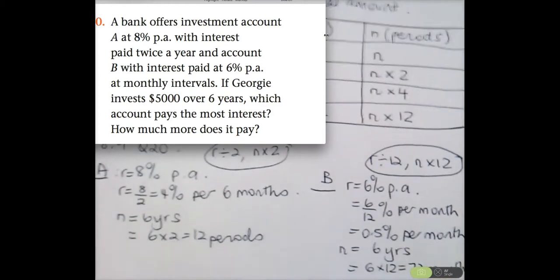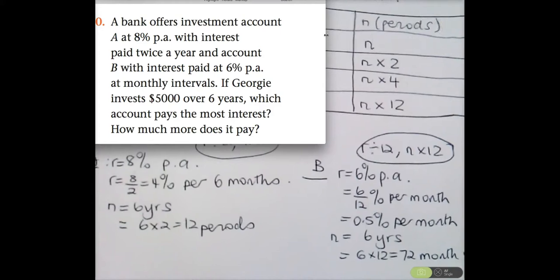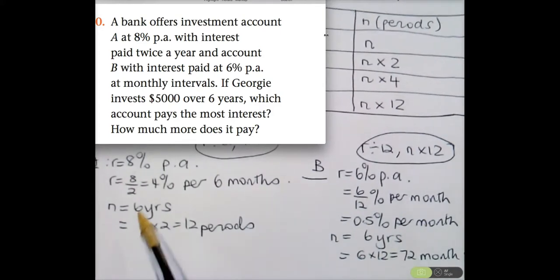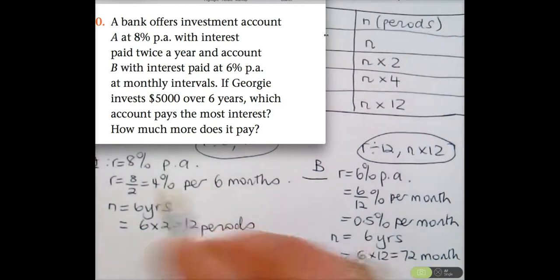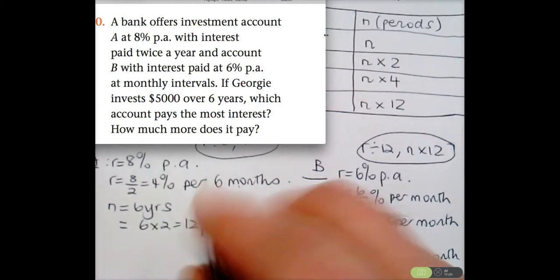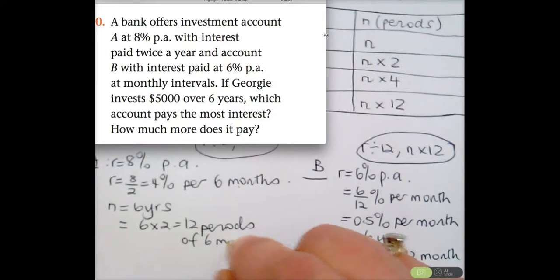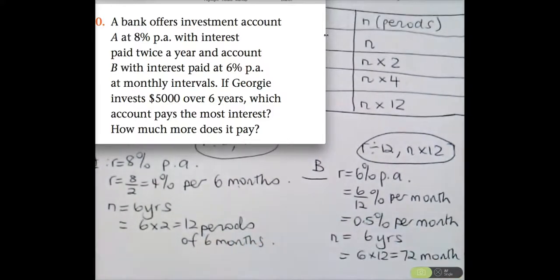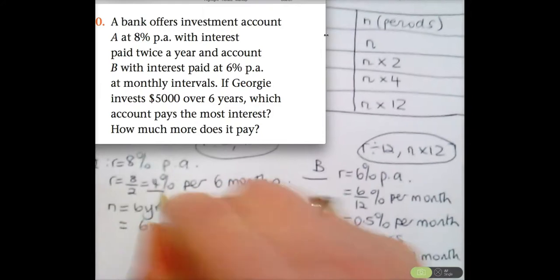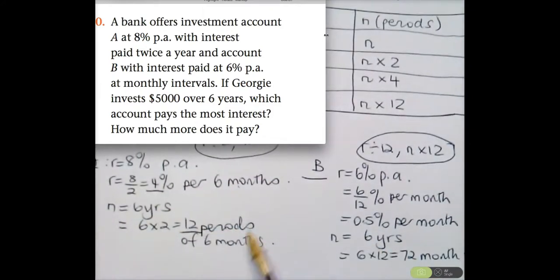So girls, the interest rate needs to be per month and the number of periods needs to be in months. With the first one, the interest rate is per 6 months and the number of periods is 6 monthly periods. Okay, so just be careful, make sure we're using the correct amounts. So for the first one, we're using 4% and 12 periods. For the second one, we're using 0.5% and 72 periods.